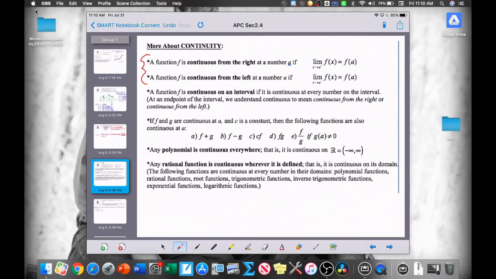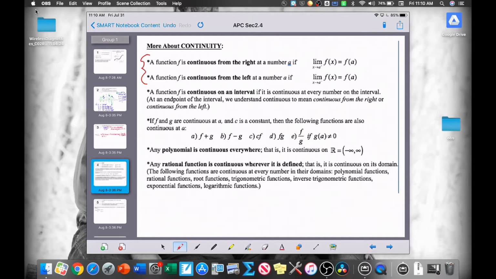We'd have to have that closed circle as we approached x equals a from the left. A function f is continuous on a given interval if it is continuous at every number in the interval. There's our lift the pencil test. If you're given an interval between x equals something and x equals something, and you can take your pencil and you can trace the graph from point A to point B and never lift your pencil, you can say that that function f is continuous on that interval. And at the endpoints of those intervals, we would understand that we would be discussing continuity as being continuous from the left or from the right only because we're looking at an endpoint of the interval.